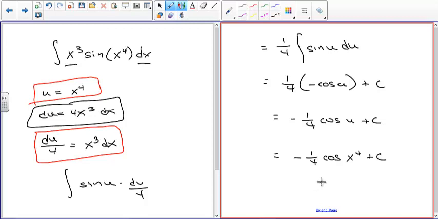So that's u substitution in a nutshell. But we'll do a lot more examples, because if you don't understand how to do this, you're in big trouble. So make sure you understand it.